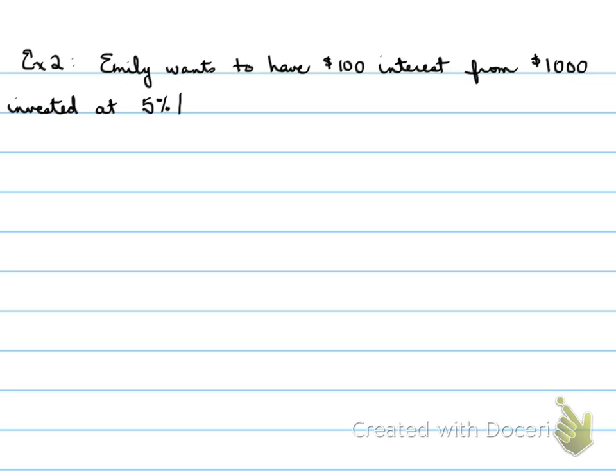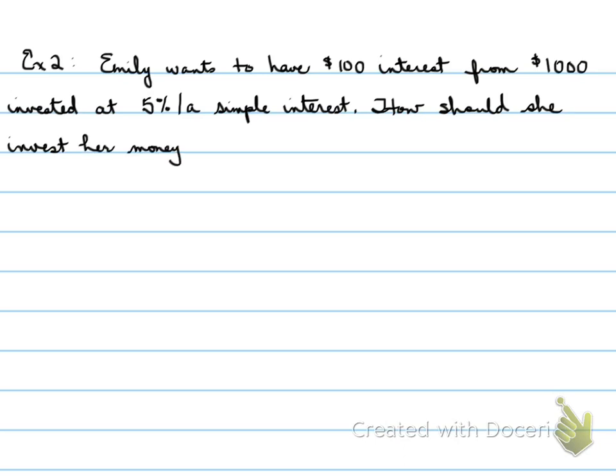What we're looking at is Emily wants to have $100 interest from $1,000 invested at 5% interest per annum, simple interest. How long should she invest her money for? So we need to know how long Emily should invest her money. Well, let's look and see how long she needs to invest her money. How do we know what formula to use? Well, it says, folks, simple interest.